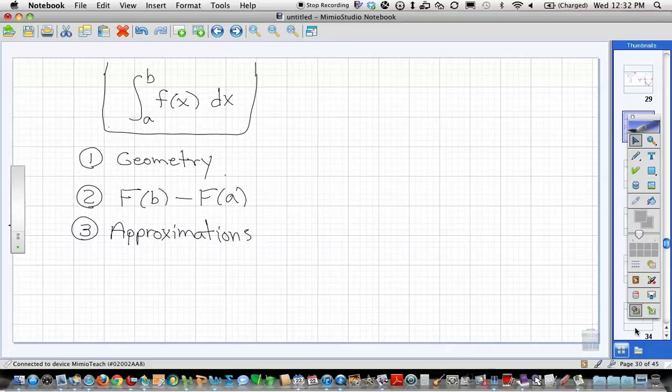And then we started talking about how we can find these areas. Well, the first way we can find areas is geometry. If your graph looks like a triangle or trapezoid or half circle or whatever, we can find that area. Unfortunately, that's very limited.